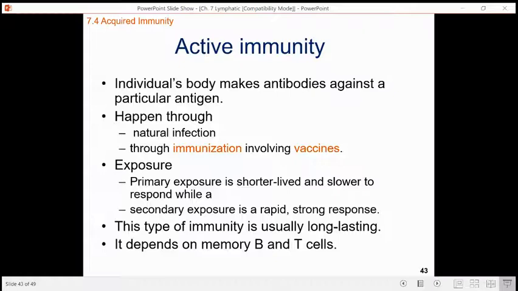Exposure can either be a primary exposure, which is short lived and slower to respond, while a second exposure is usually the kicker that makes that much more rapid, strong response. This type of immunity is usually very long lasting, and it's dependent upon memory B and T cells.